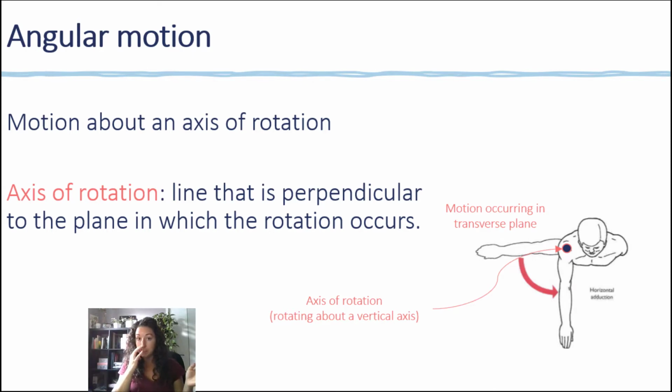So I've talked about this before, but what is an axis of rotation? Well, it's this imaginary line that's always perpendicular to the plane in which the rotation occurs. So if you hold your arm out horizontally in front of you and you rotate it outwards, you're rotating your arm or your shoulder about this vertical imaginary line that sort of runs right through your shoulder. So in this case, the motion of your arm is a rotation in the transverse plane about a vertical axis.